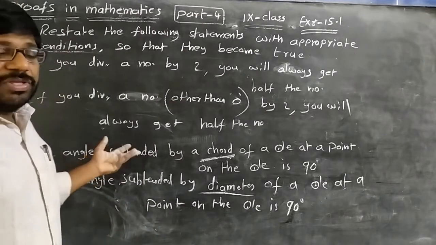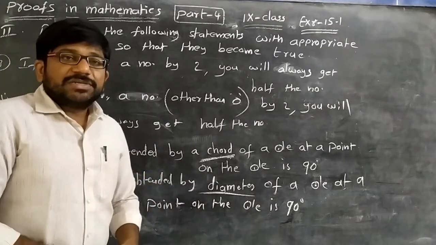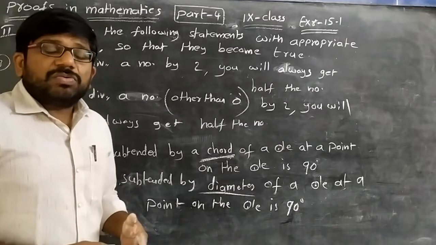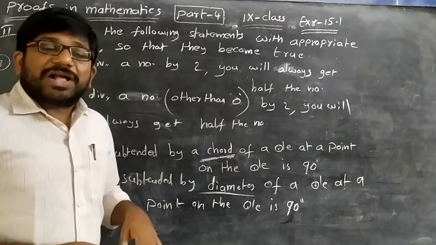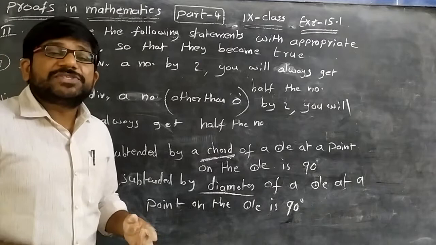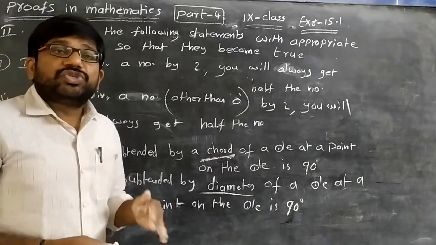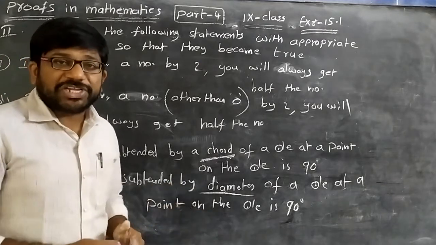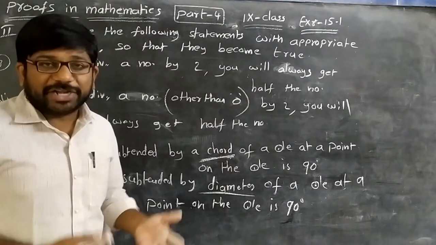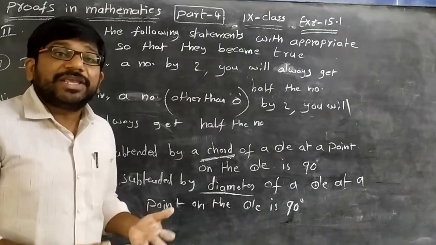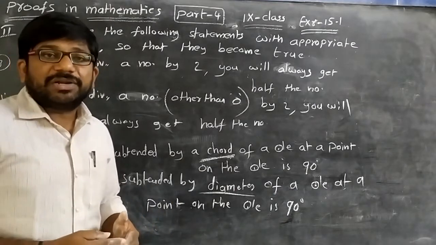So they have given some statements. Now we have to correct the statement. It is to be true. To make it true, we have to restate it. They may have given it wrong, we have to correct it by writing a suitable condition, right?